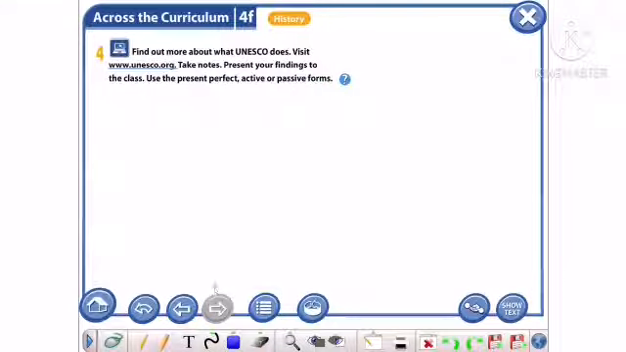Exercise 4. It's your homework. Find out more about UNESCO.